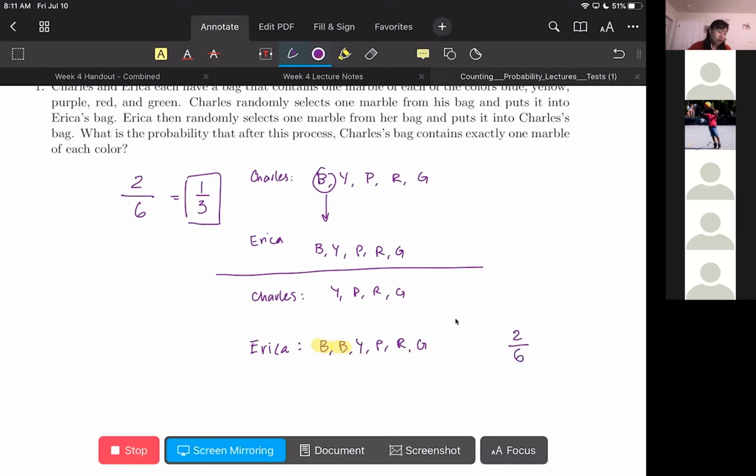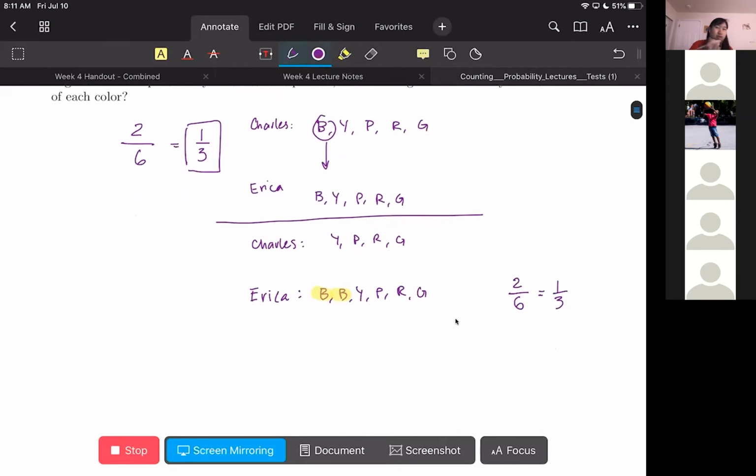The other important thing here is that we looked at Charles supposedly taking a blue marble, and we can recognize that it doesn't really matter which marble Charles takes. It's the same in each case. So we could use the term without loss of generality. To say without loss of generality, say Charles takes the blue marble, because it's equal in each case. And so with this, we note that the answer is 1/3.